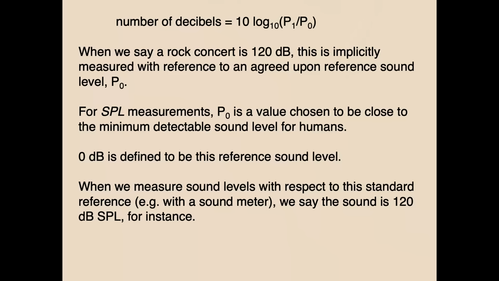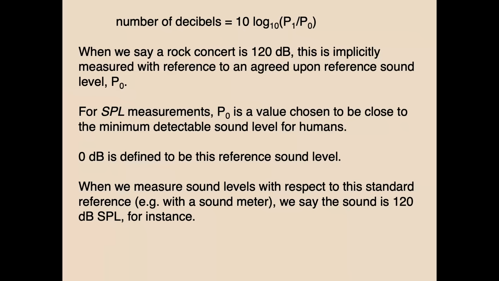Okay, so typically we will describe particular things in terms of their sound level. So I might say, well, I went to a rock concert last night and it was 120 dB. Okay? Whenever we say that, we are implicitly measuring things with reference to an agreed upon reference sound level. Okay? Here it's called P0.